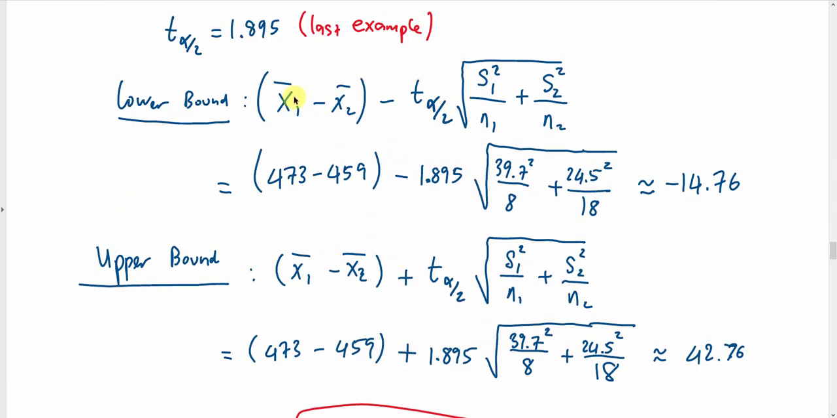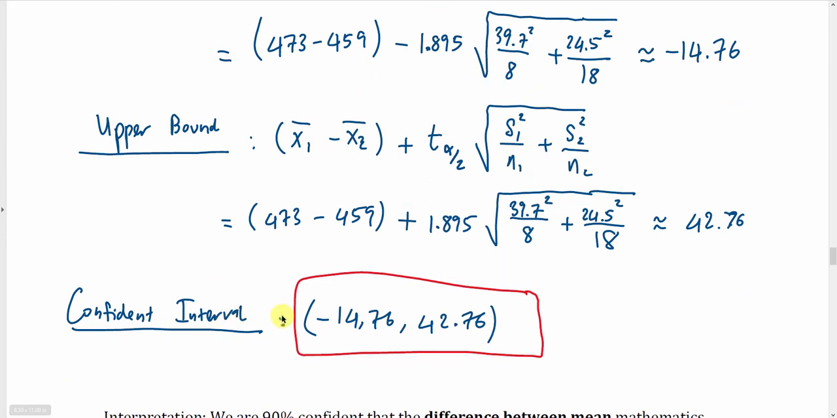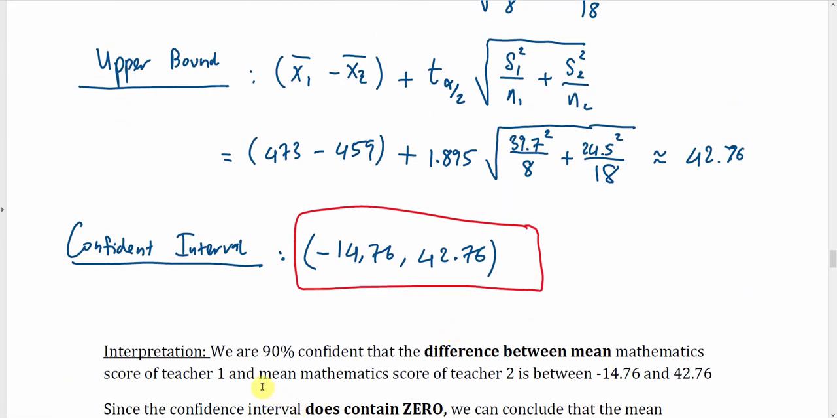So all you have to do is plug in the values for x1 bar, x2 bar, t alpha over 2, s1 square, s2 square, everything we have here. So we got the lower bound to be minus 14.76 and the upper bound to be 42.76. So the confidence interval is this up to this one. So we are 90% confident that the difference between the mean mathematics scores of teacher 1 and teacher 2 is between this score and this score.